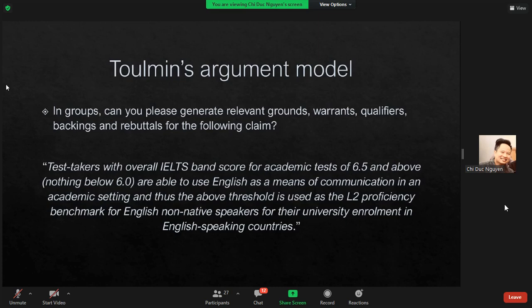Yeah, so we have the claim and evidence already. The claim is 6.5 is enough. And the evidence is that we surveyed all the students' opinions, and they all agree that 6.5 enables them to communicate very well in academic settings. Yeah, but is this enough to say that our claim is plausible and well justified?